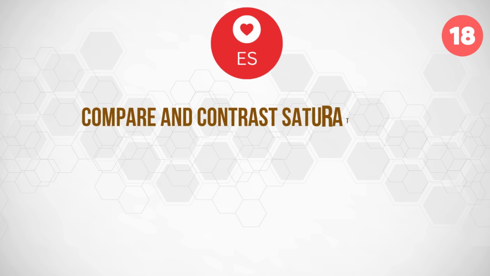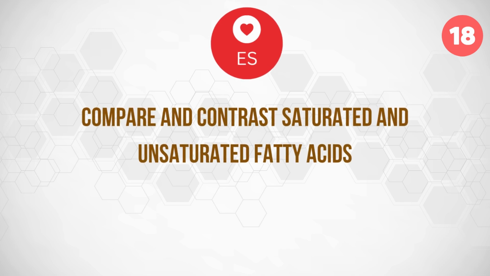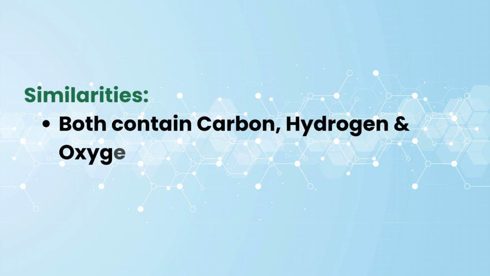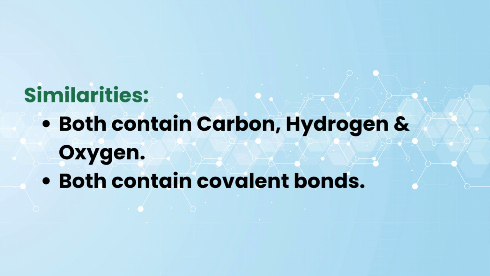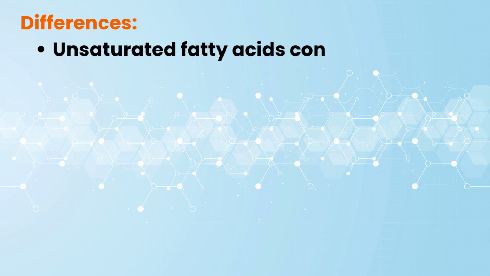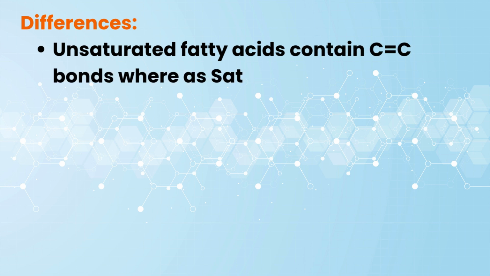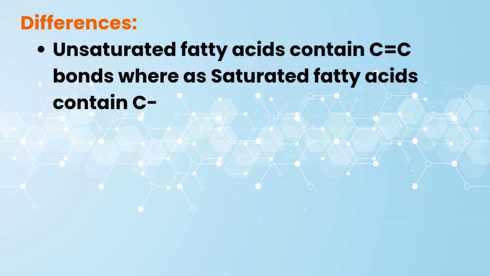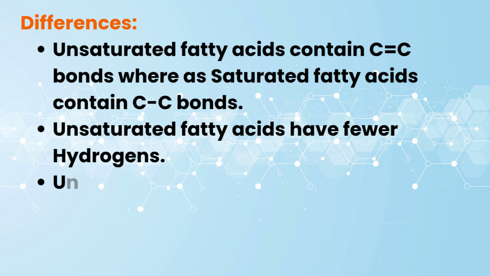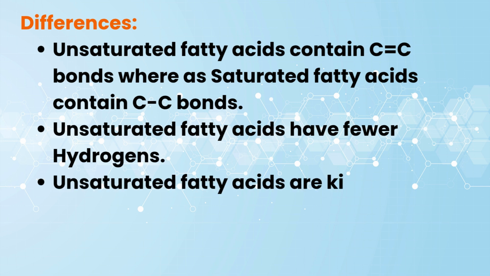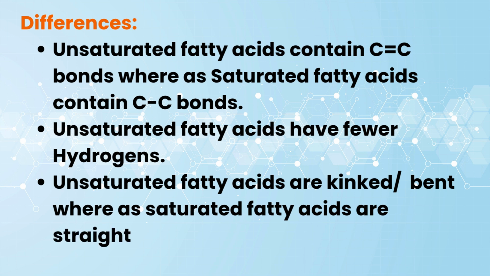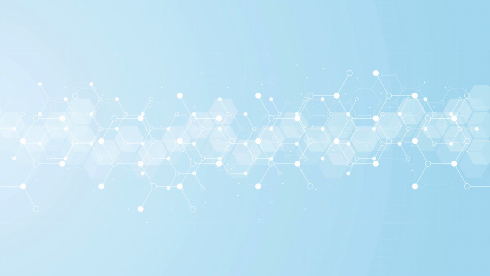Compare and contrast saturated and unsaturated fatty acids. Similarities. Both contain carbon, hydrogen and oxygen. Both contain covalent bonds. Differences. Unsaturated fatty acids contain C=C double bonds whereas saturated fatty acids contain C-C single bonds. Unsaturated fatty acids have fewer hydrogens. Unsaturated fatty acids are kinked, bent whereas saturated fatty acids are straight, linear.